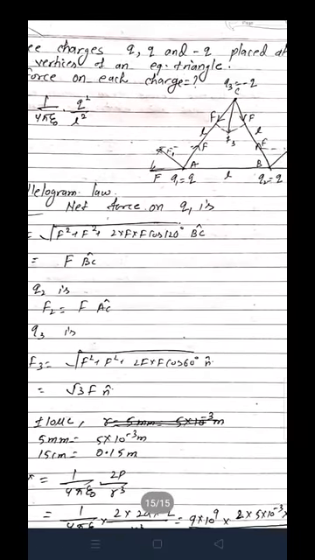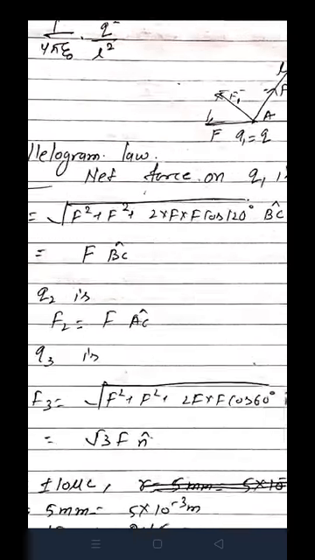Now if you want to find the force, how are you going to find it? By using the parallelogram law. And we know that the formula of the resultant in the parallelogram is under root A square plus B square plus 2AB cos theta. What is theta over here? The angle between the two forces.